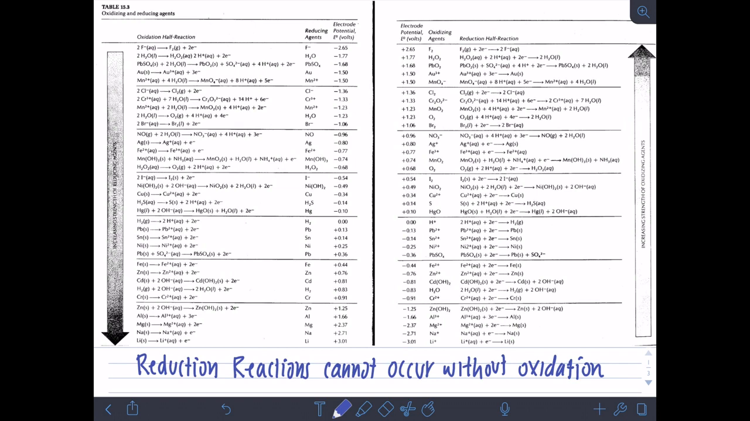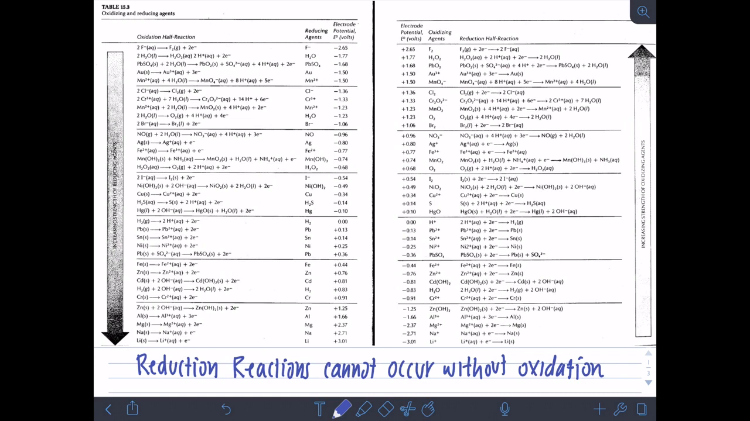You'll notice this is different than any other reactions we've seen because there are electrons in the chemical reaction. That's why these are half reactions. In order for a reduction or an oxidation to take place, they must include the other one. That's why they're called redox reactions. So these reactions cannot happen on their own.